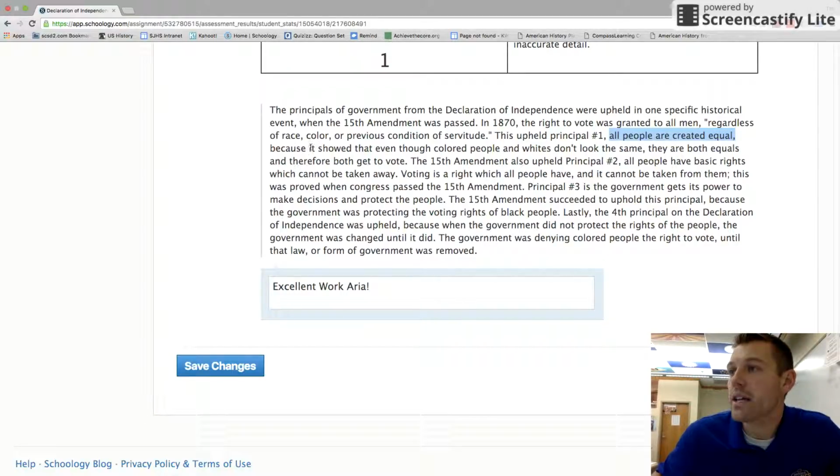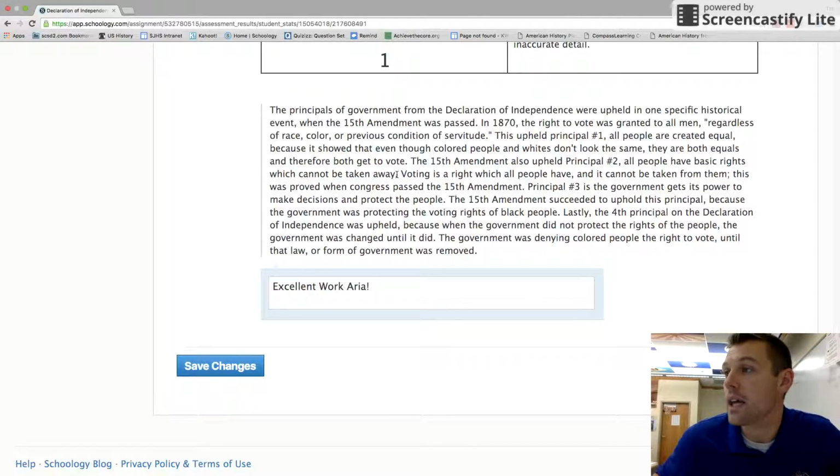And because it showed, see, there's a because as well. I like that. She tells me what the principle is, and she says exactly how it is met in this case. There's a because, there's a so what right there. She says it showed that even though colored people and whites don't look the same, they're both equals and therefore get the right to vote. That is how this upholds the principle that all people are created equal. Very clearly stated.